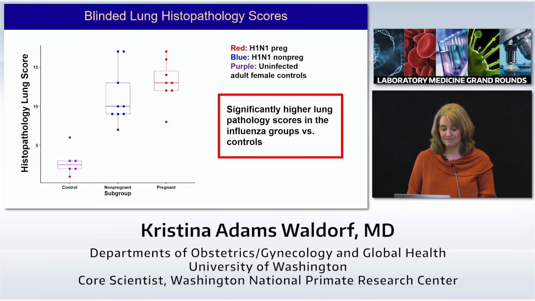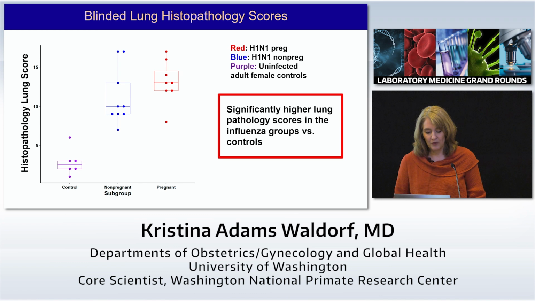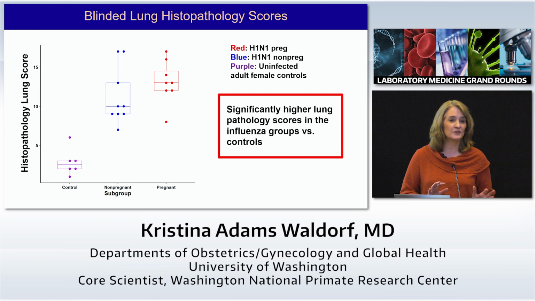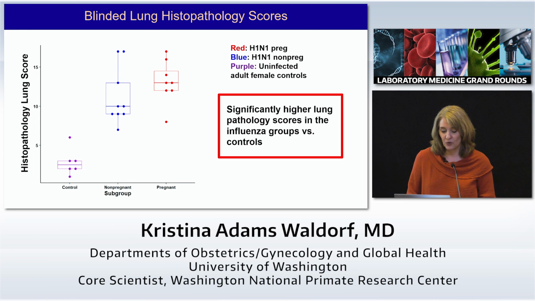We asked our pathologist to use a lung score that was developed here in the lab medicine department, and they were blinded to the groups. And what we found is that we had higher lung pathology scores in the influenza group versus the controls, so pathology was definitely achieved. But there was no significant difference between our pregnant or our non-pregnant group, although there might appear to be a trend to having slightly higher scores in the pregnant group, but that was not significant with our numbers.